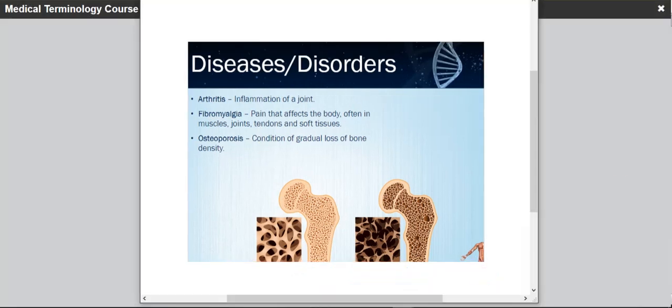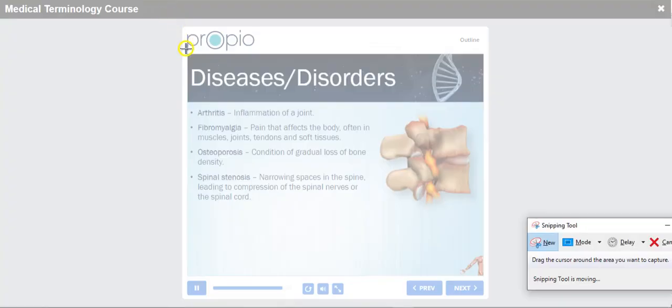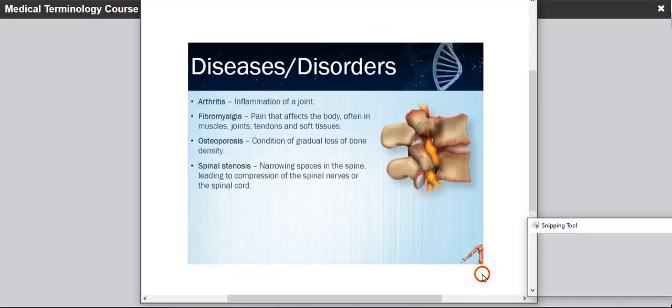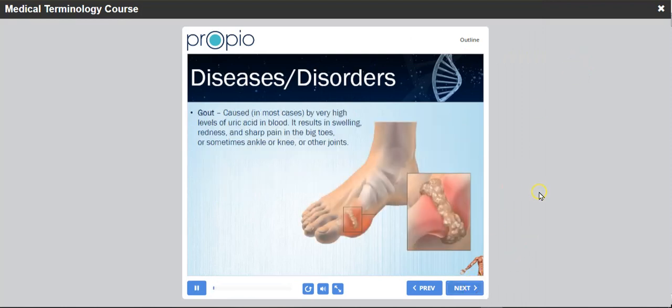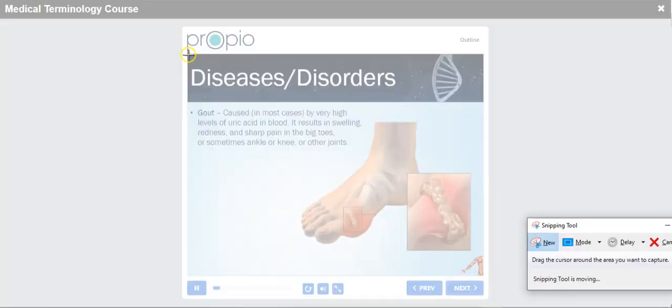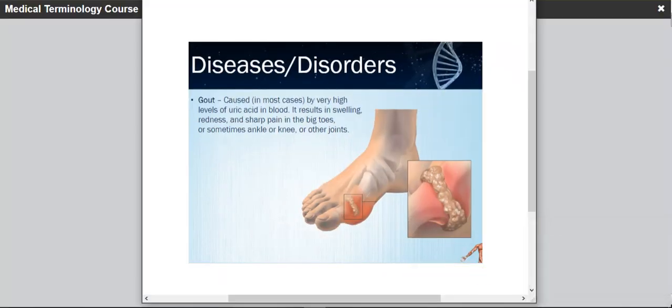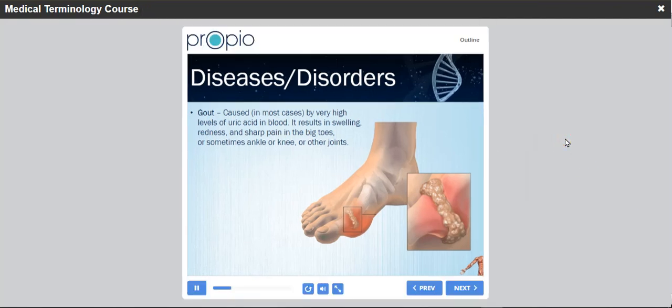Spinal stenosis, narrowing spaces in the spine leading to compression of the spinal nerves or the spinal cord. Gout is caused, in most cases, by very high levels of uric acid in blood. It results in swelling, redness, and sharp pain in the big toes or sometimes ankle or knee or other joints.